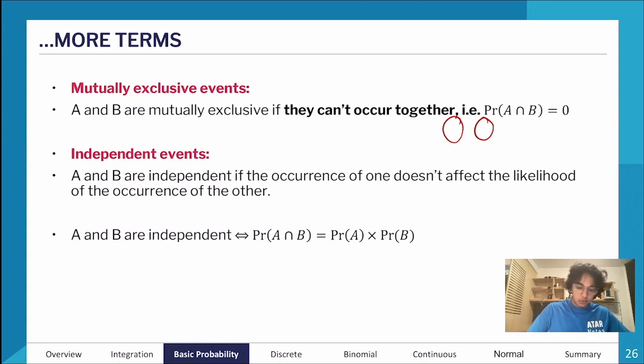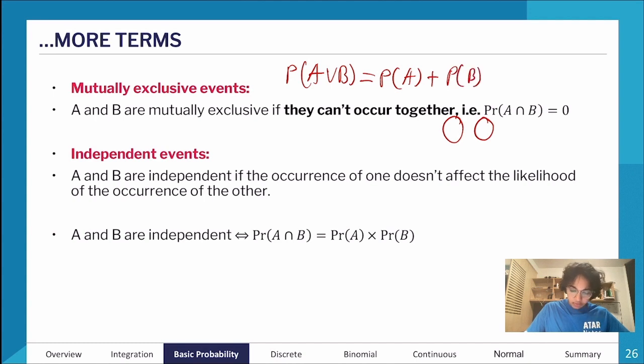Now, a cool thing is that if you have two mutually exclusive events, their union, the union of A and B, is just the probability of A plus the probability of B. We don't have to subtract the A intersection B because that's just equal to 0, so it's pointless to represent that.